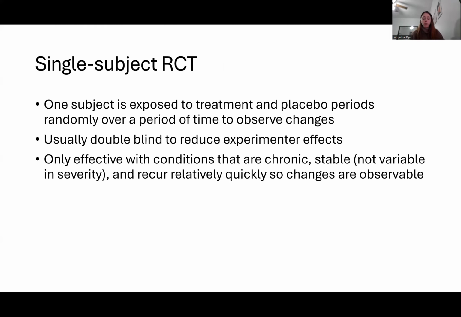Then we have a single subject RCT. So this is when one subject is exposed to treatment and placebo periods randomly over a period of time to observe changes. And this is usually done in a double-blind method where the hope is to reduce experimenter effects. And this is only effective with conditions that are chronic, conditions that are stable, so they don't vary over time in their severity, and they remit relatively quickly so that changes are observable between baseline, intervention, and then baseline.